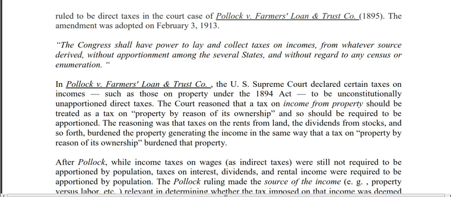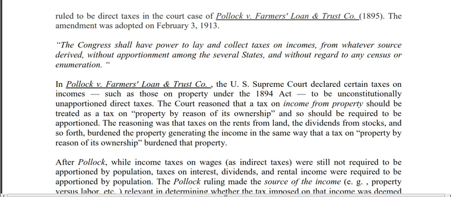"The Congress shall have the power to lay and collect taxes on incomes, from whatever source derived, without apportionment among the several states, and without regard to any census or enumeration." In Pollock versus Farmers Loan and Trust Company, the U.S. Supreme Court declared certain taxes on incomes, such as those on property under the 1894 Act, to be unconstitutionally unapportioned direct taxes. The court reasoned that a tax on income from property should be treated as a tax on property by reason of its ownership, and so should be required to be apportioned.